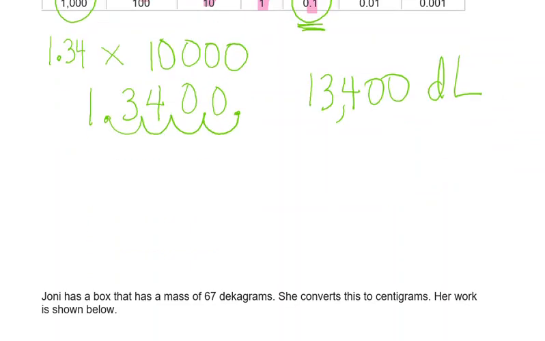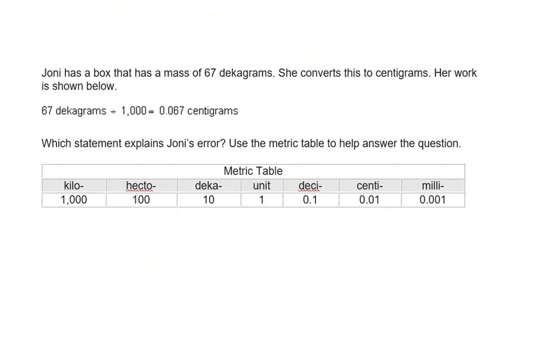Okay, another example here. Joni has a box that has a mass of 67 decagrams. She converts this to centigrams. Her work is shown below. So we're starting with, let's just make sure we've started with 67 decagrams, and we're going to centigrams. So that means we're going this direction. That would be just grams. The base unit here is a gram. Then we would go here, that's to the right. Here, there's my centigrams. So I'm moving to the right.